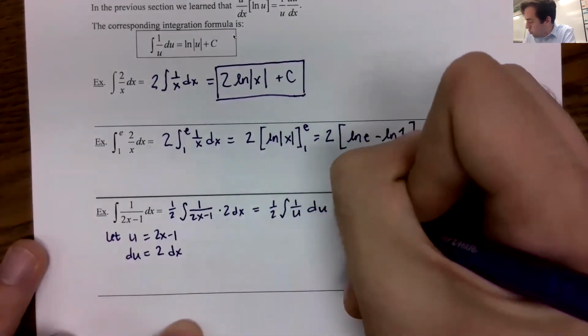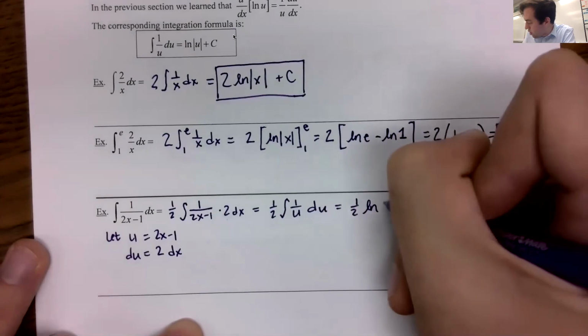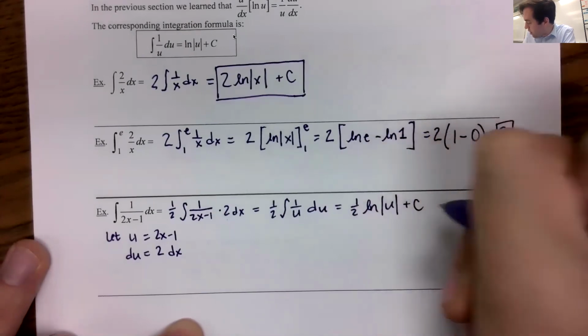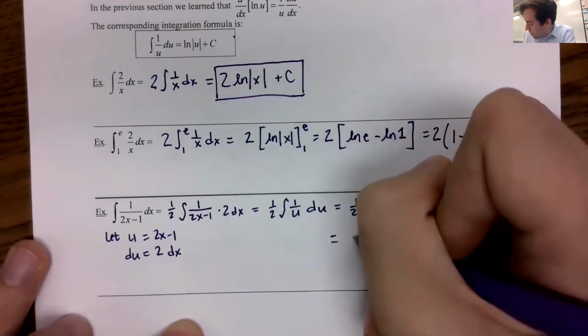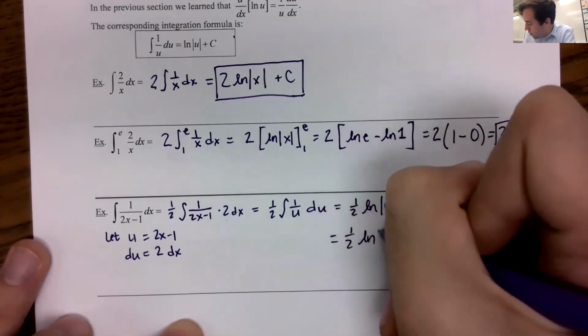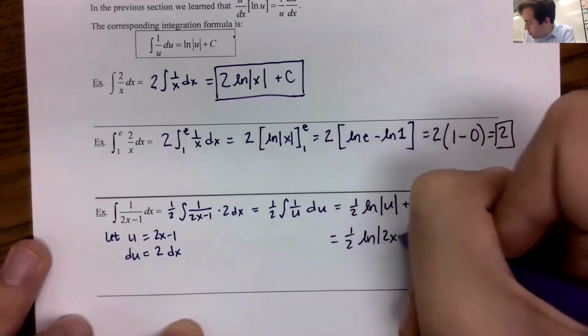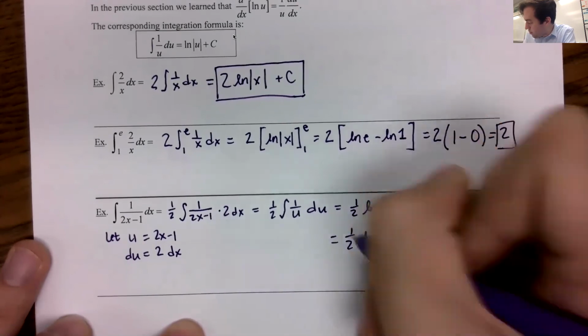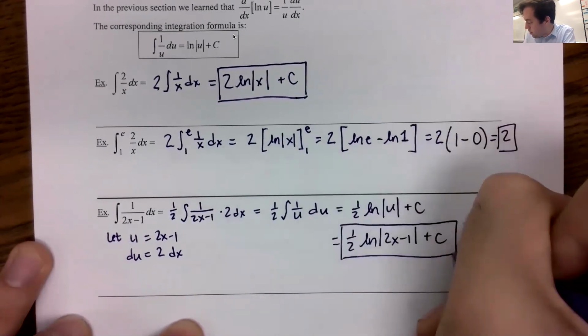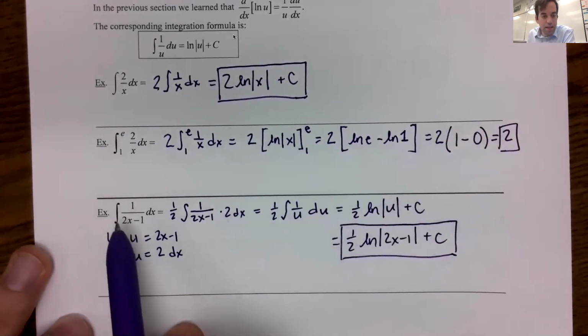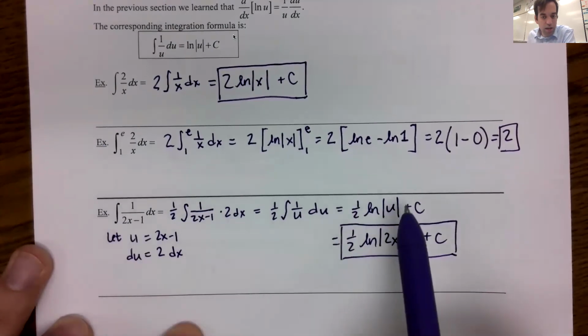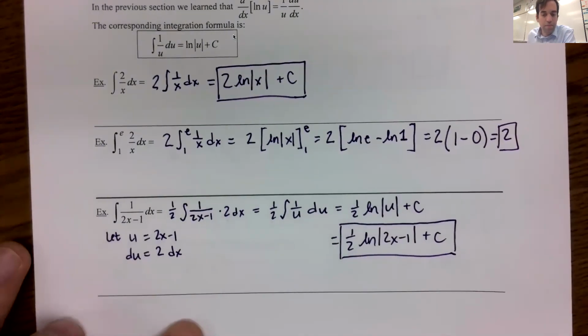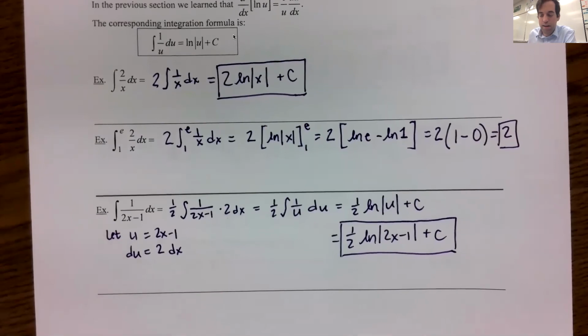And so that's going to equal 1/2 natural log of the absolute value of u plus c. And if I plug u back in, I'll get 1/2 times the natural log of the absolute value of 2x minus 1 plus c. Right? Because this is an indefinite integral, it doesn't have bounds, so we have to plug u back in for the final answer. So that our final answer is in terms of x, just like the original question.